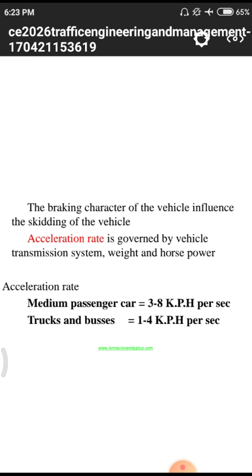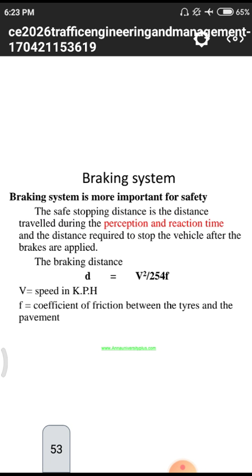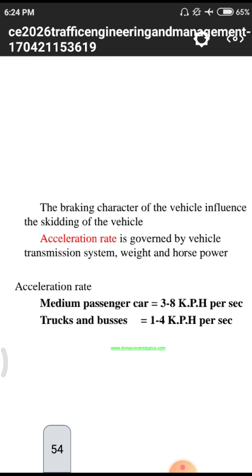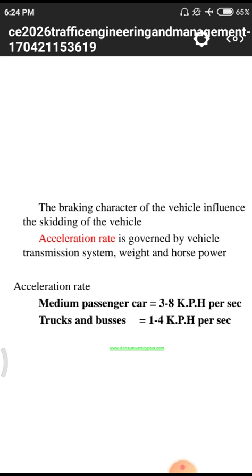Next one, acceleration rate. In the previous slide we observed perception time and reaction time. This perception time and reaction time depend on the acceleration of a vehicle. That means force equals mass into acceleration. When a vehicle is moving with a certain velocity, that velocity is directly proportional to the acceleration of the vehicle, so different vehicles, depending upon their volume and weight, have different acceleration rates.